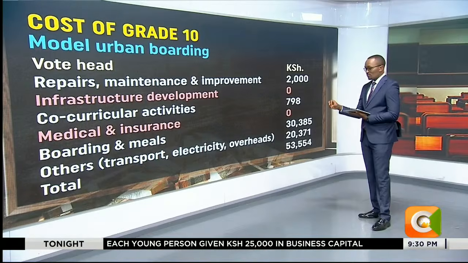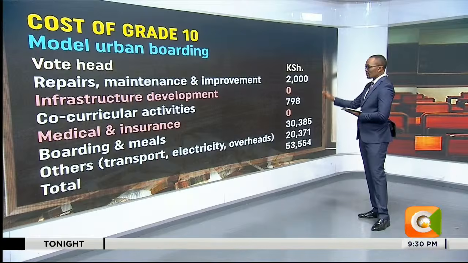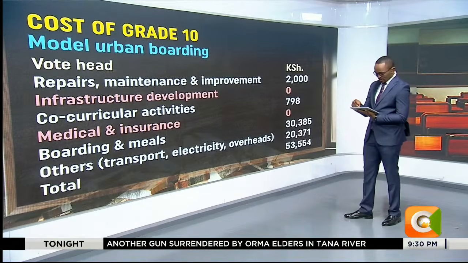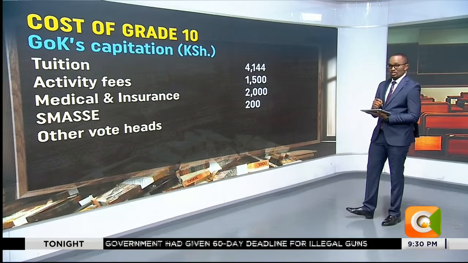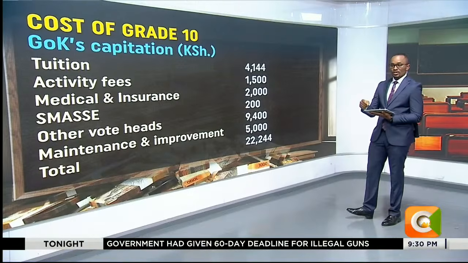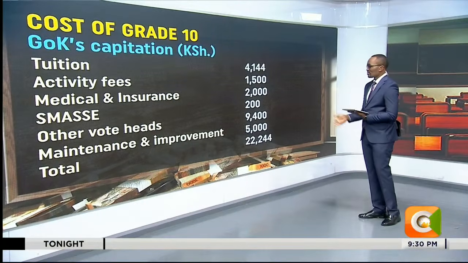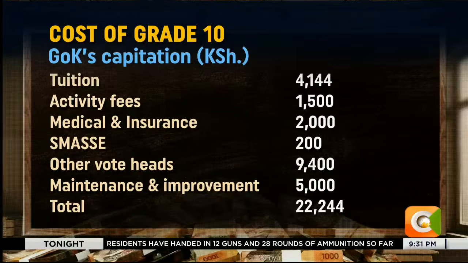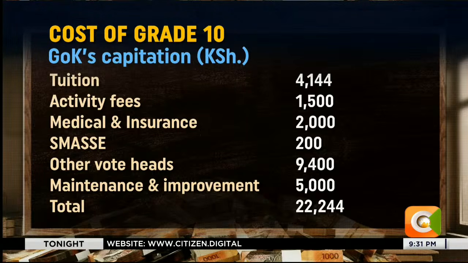So you can see how the fee is distributed. Other schools will do differently, but also for the lack of infrastructural development, sometimes it comes with an additional cost, which we'll be looking at shortly. But let's take a look at the next one, which talks about GOK's capitation. So the 22,244 shillings that the Ministry of Education releases, what does it go to finance? It finances activity fees, 1,500 shillings. For medical and insurance, 2,000 shillings. For SMASE, 2,000 shillings. For other vote heads, 9,400 shillings. And for maintenance and improvement, an allocation of 5,000 shillings.